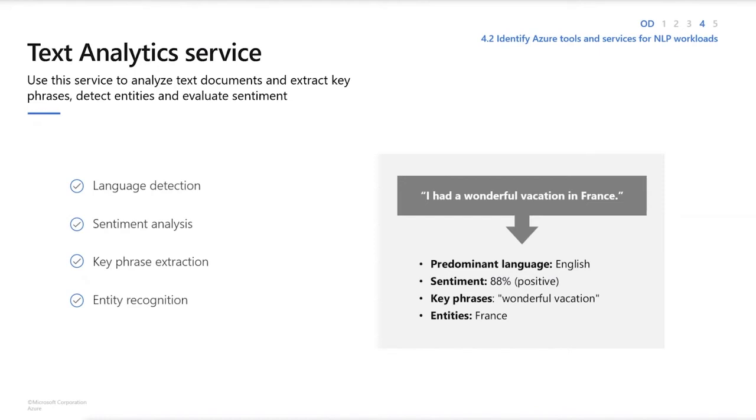All right, so what we have here is an example. We see that this text here, I have a wonderful vacation in France. It's in English, it's overall positive. We see that key phrases is a wonderful vacation. And again, it's going to link us to France in case we wanted to do additional research.